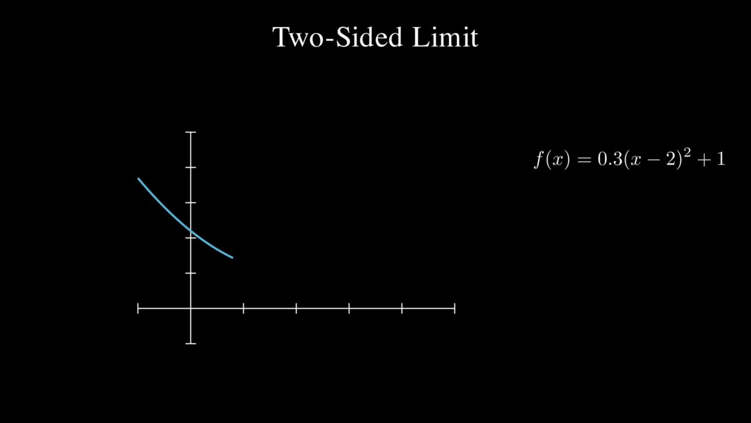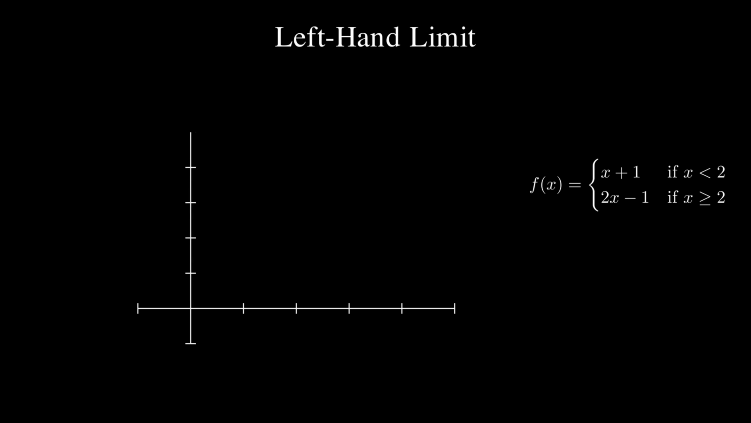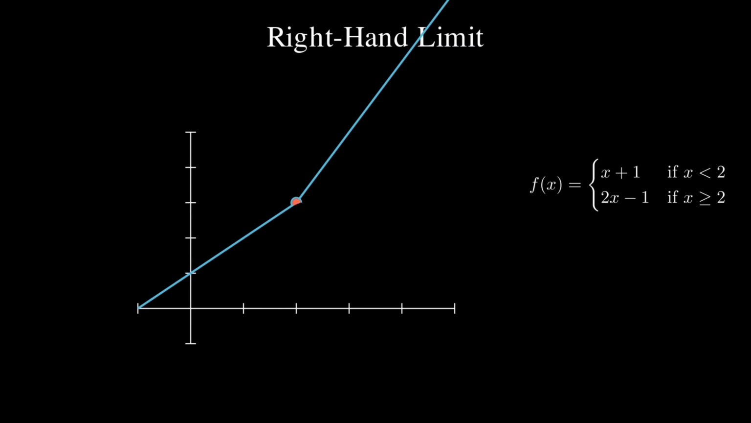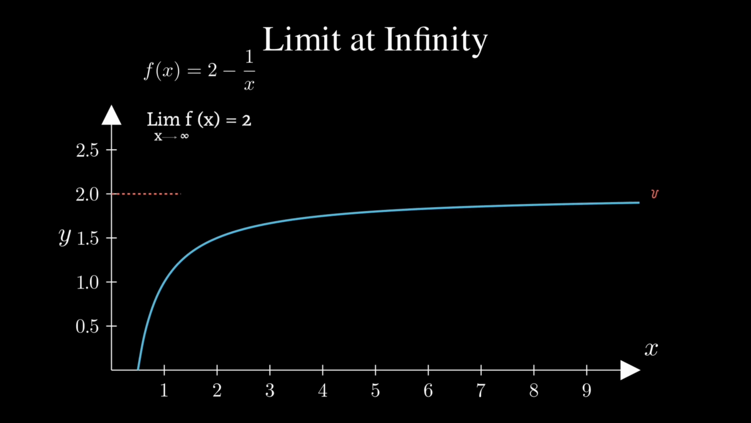Next, the different types of limits. Two-sided limit, lim as x approaches a of f of x, approaching from both sides. Left hand, lim as x approaches a from the left. Right hand, lim as x approaches a from the right. At infinity, lim as x approaches positive or negative infinity of f of x.